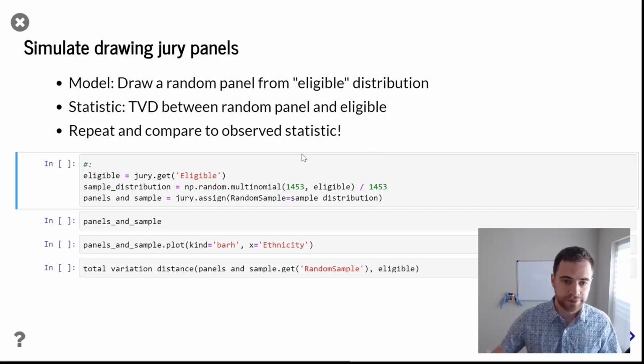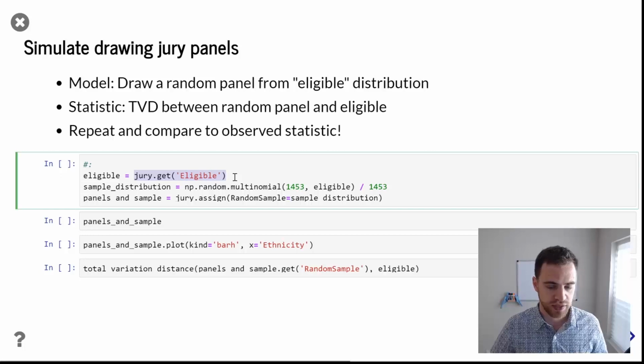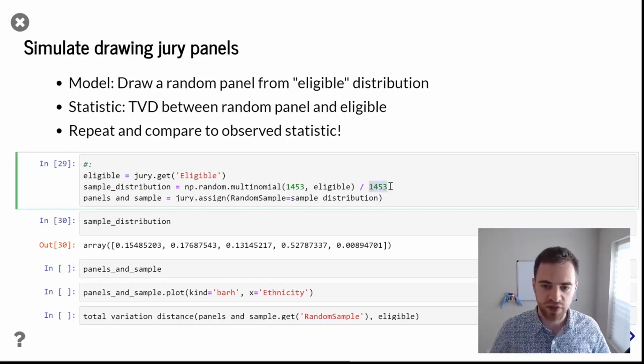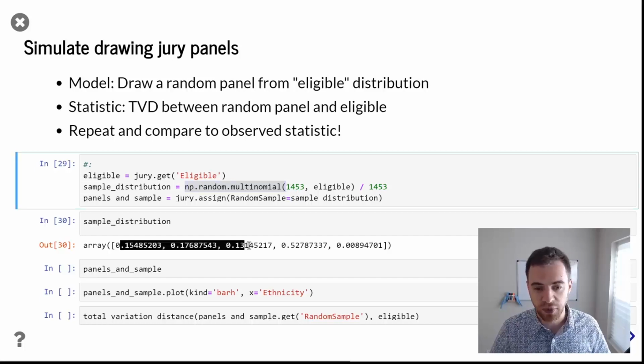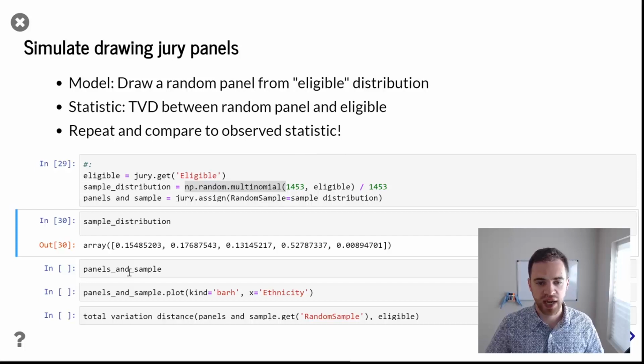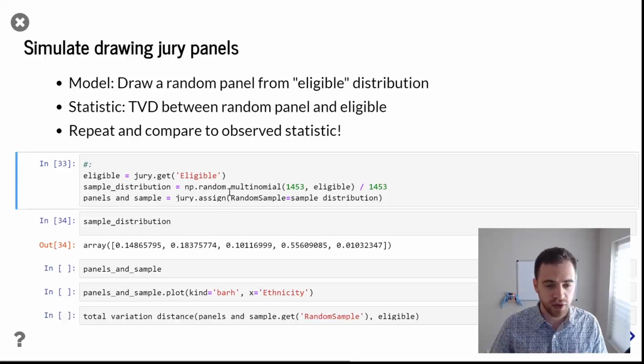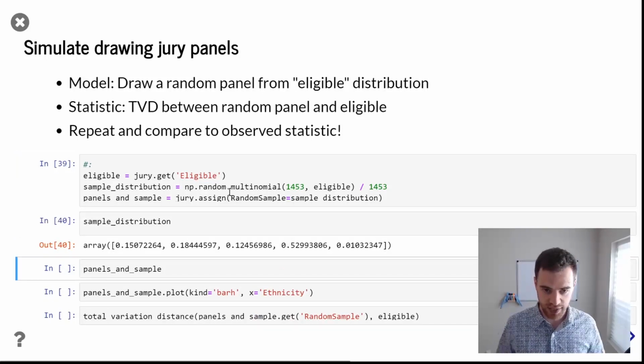So let's try this. We're going to get our distribution of eligible jurors, and we're going to put that into our NumPy random multinomial function. Remember, what this does is you say, I want to select this many jurors, and here are the probabilities for each category. I'll run this and take a look at the sample distribution here. I'm dividing by 1453 because the result of NumPy random multinomial is the number of people, and so I divide by 1453 to get the proportions. So I selected a jury, and this is the percentage of people who were Asian, percentage black, percentage Latino, percentage white, and percentage of another race. I do this over and over again and get different breakdowns, but they all look pretty similar to the overall population breakdowns, if you notice.